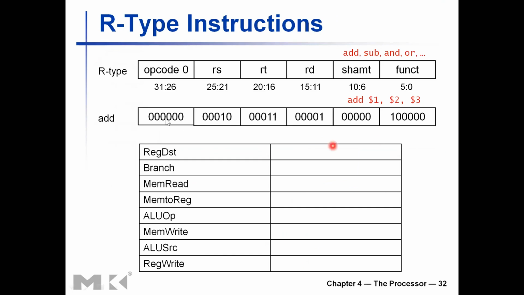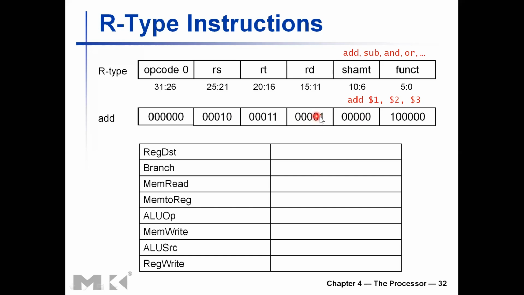Right. So we have opcode 0 and funct field 32. This indicates that we are doing an add operation, and shift amount is set to 0 because we are not doing a shift instruction. So the remaining fields here are the register addresses.